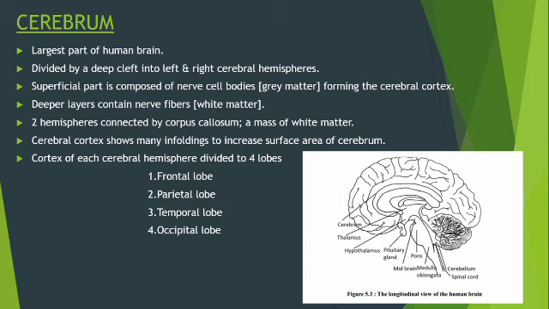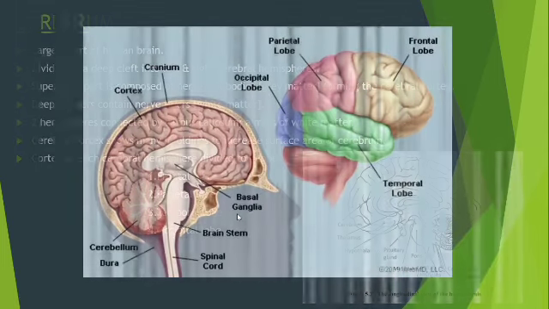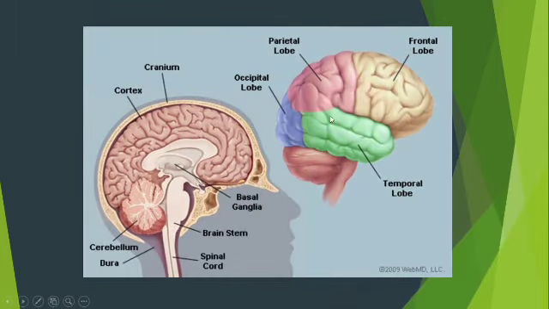The cerebral cortex shows many infoldings to increase the surface area of the cerebrum. The cortex of each cerebral hemisphere is divided into four lobes, which are known as the frontal lobe, parietal lobe, temporal lobe, and the occipital lobe. So here you can see the frontal lobe, parietal lobe, temporal lobe, and the occipital lobe.